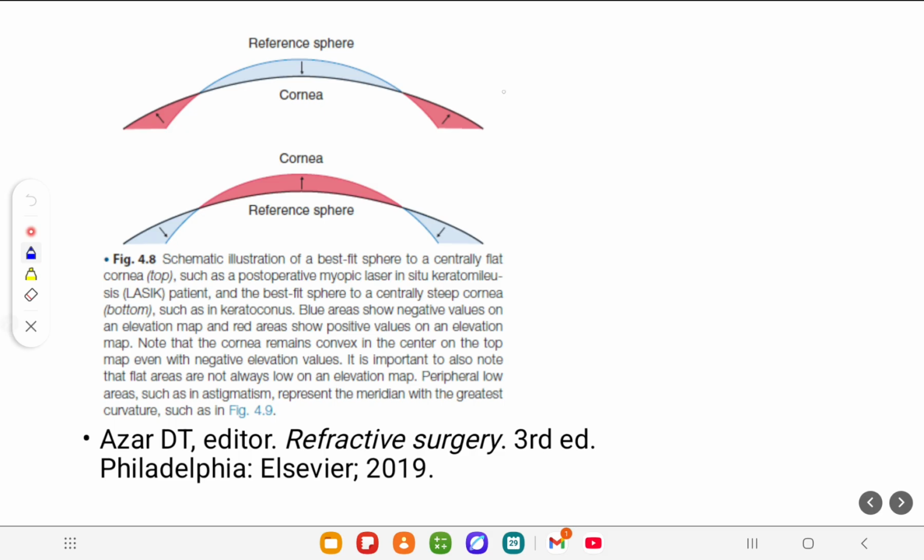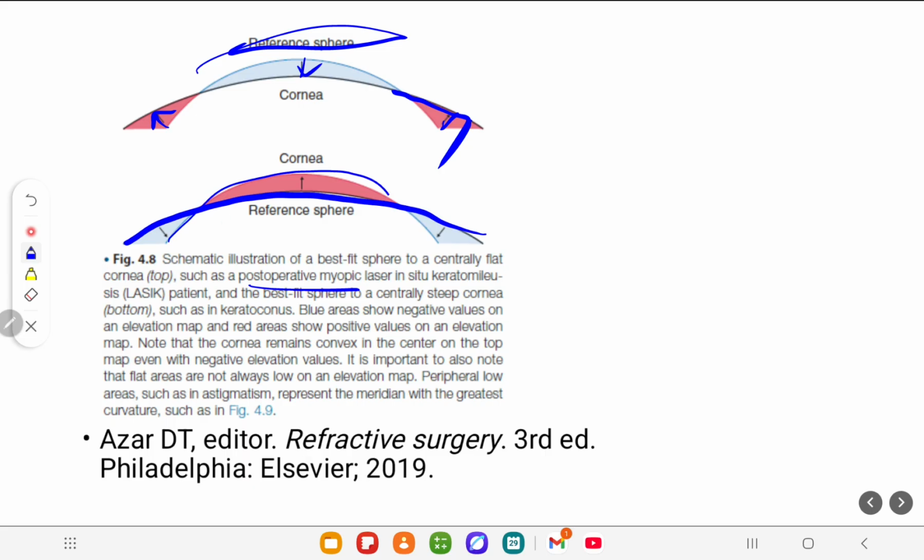We get an elevation map. See, if this blue line is the reference shape and this is the cornea, then this area is definitely elevated, this area is elevated, but the central area is depressed, isn't it? Here is a case, I think a case of post operative LASIK. And in another case, this is the reference, and the cornea is elevated in the central area. It's like a keratoconus case, isn't it?